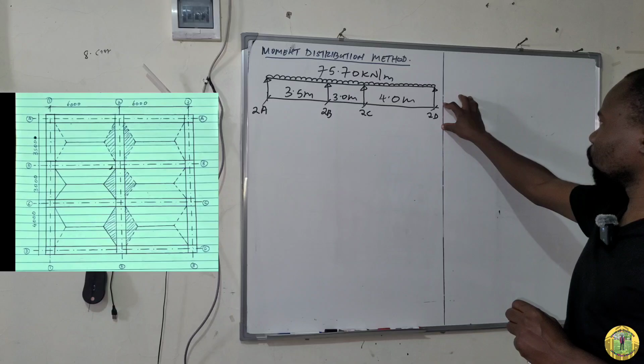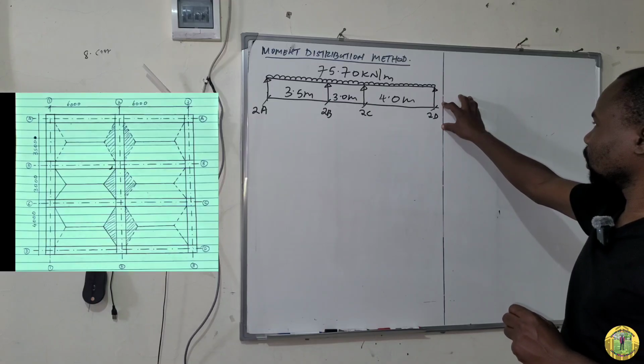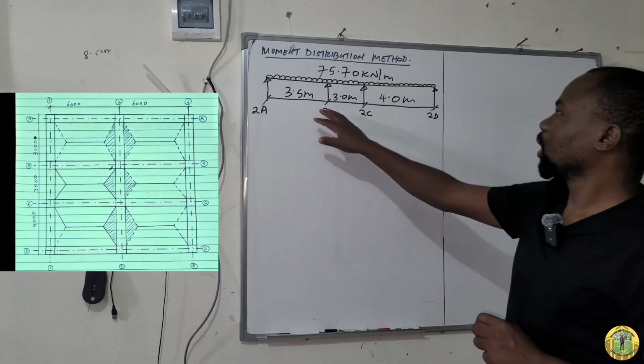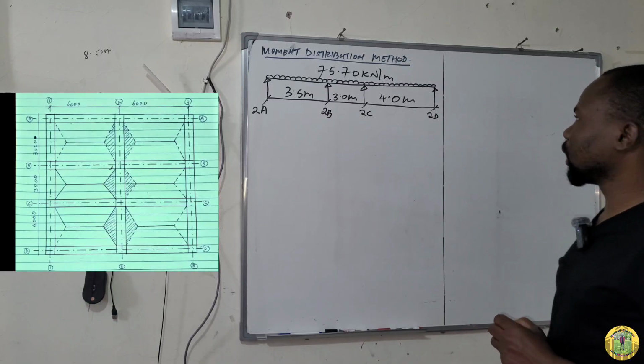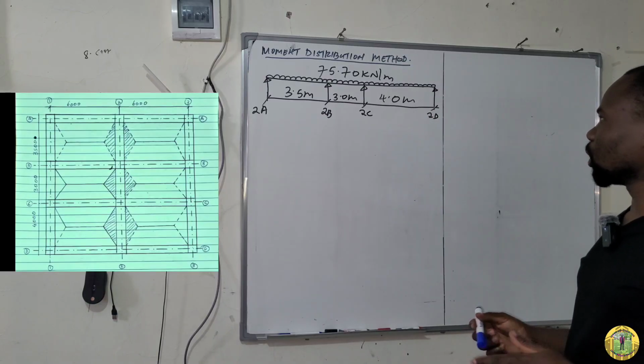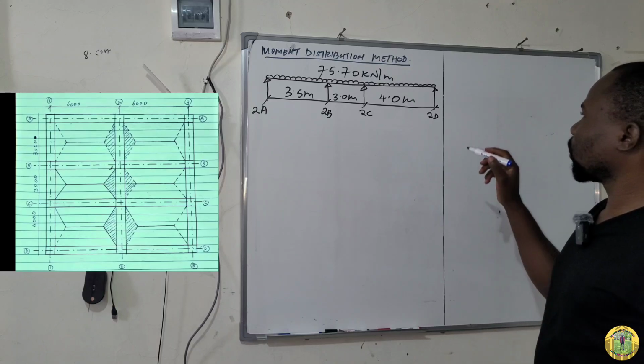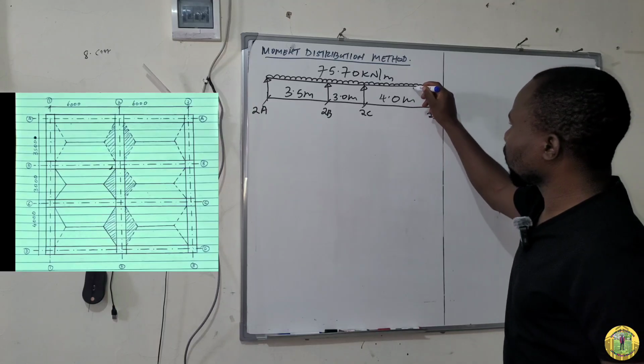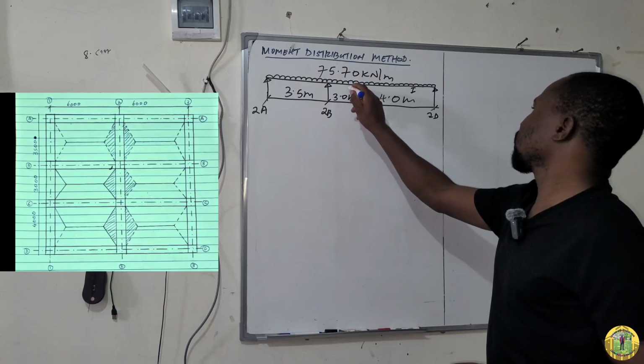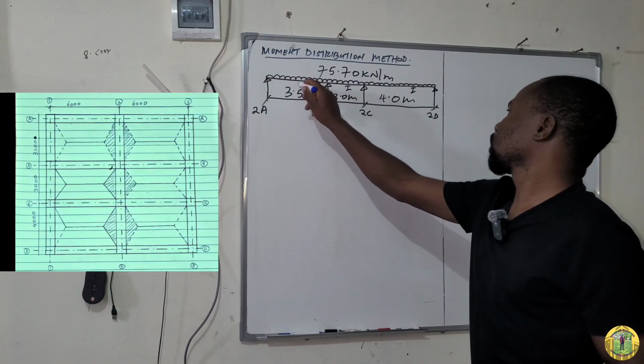Something else to do before you start analyzing this beam is to decide the I. The I is the second moment of area. In Eurocode 2, it allows a constant I if the variation in span is too small, meaning there is no big variation. For example, in our case here, we can assume our I is constant. So this one will be I, this one I, and this one I.